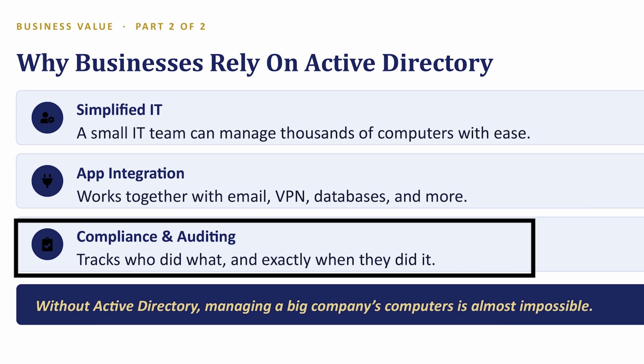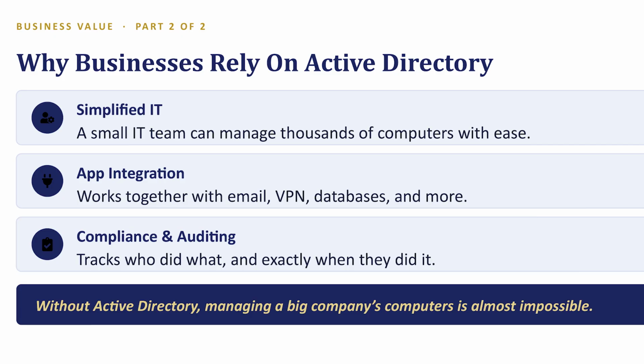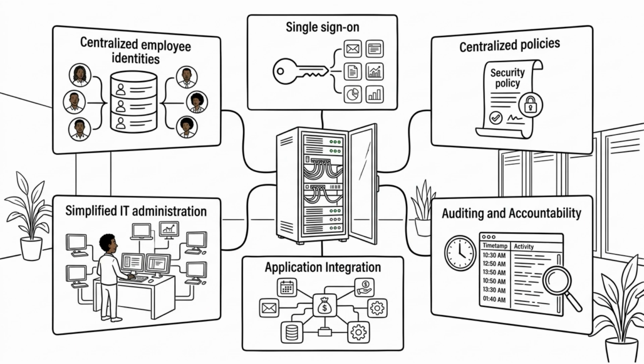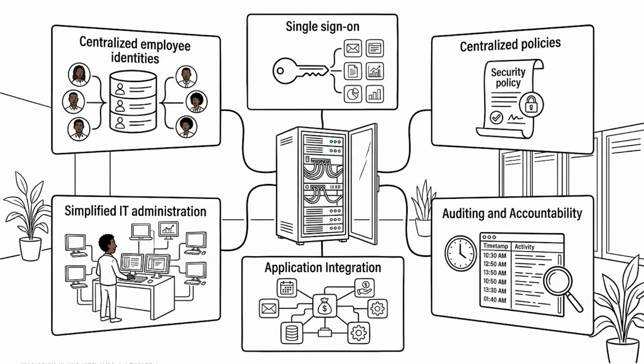And number 6, we have compliance and auditing. The slide says track who did what and exactly when they did it. Imagine an employee accesses sensitive information. An organization may need to investigate which account it was, what the account did, when it happened, and what system was involved. Auditing helps organizations investigate incidents and demonstrate accountability. So family, when you look at all these 6 benefits together, you understand why large organizations rely heavily on centralized identity infrastructure. Okay, now we are looking at slide 8.